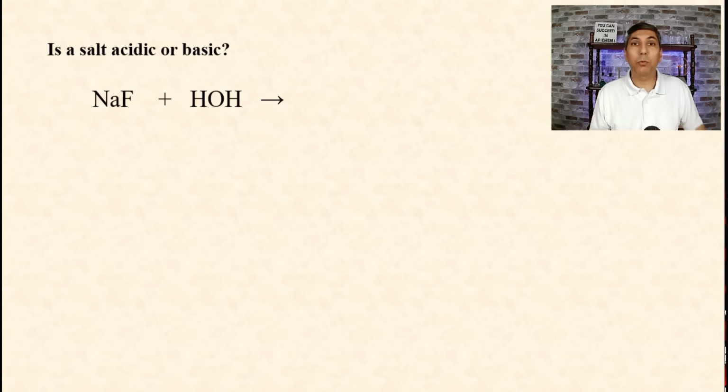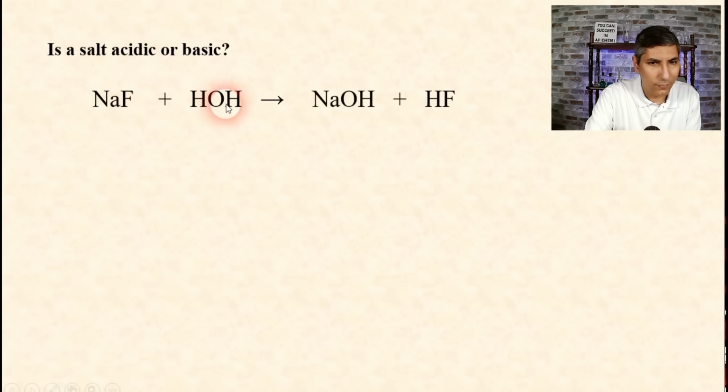Now, as you write water, I would recommend that you write it as HOH. And what you do there is you just swap the ions just like you were writing a double replacement reaction back in first year chemistry. So the Na gets with the OH to make NaOH, and the H gets with F to make HF.